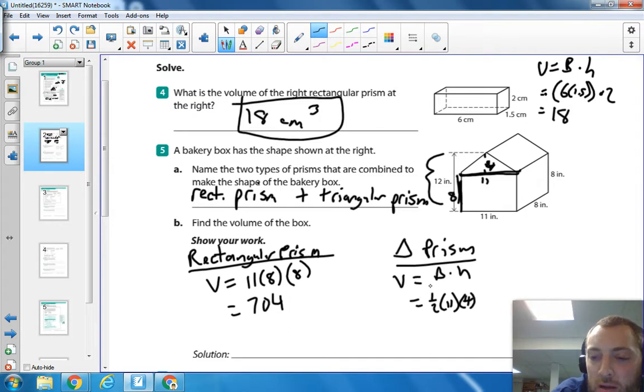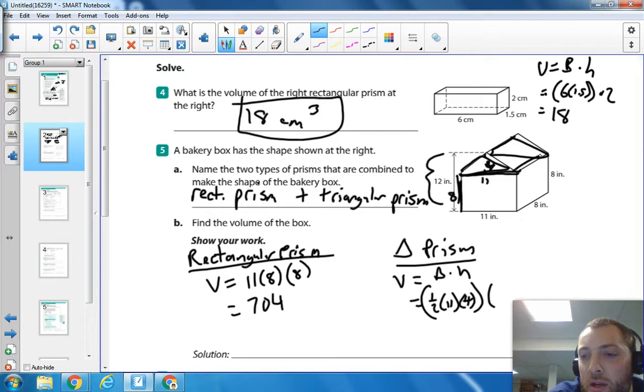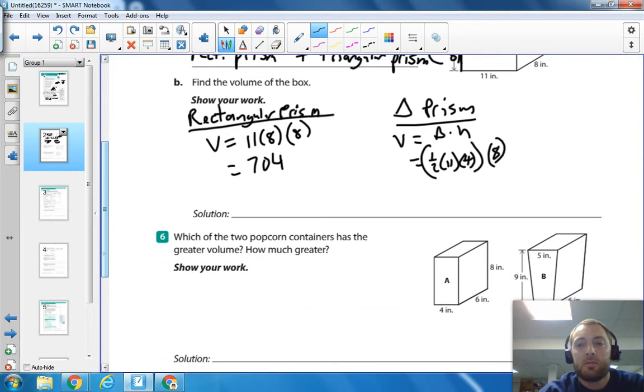And then that whole thing times the height of the triangular prism, which would go from triangle base to triangle base back here. So the height here is 8. All right. So let's take that. We can actually multiply it in any order, because multiplication is commutative. You can change the order. So 1 half times 11 times 4 times 8, I get 176.